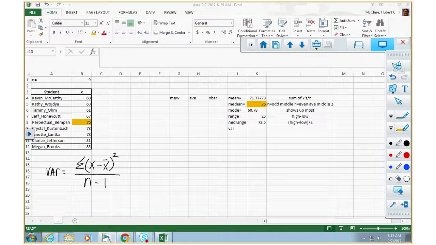Some of y'all are going, whoa. This right here. See what it says right here? X minus X bar. We'll put it right here. X minus X bar. Now, a lot of you are saying, well, Hubert, you just punch that in the calculator. Yeah, but when you get frequency distributions, guess what? You can't do it in the calculator. You have to do it by hand.